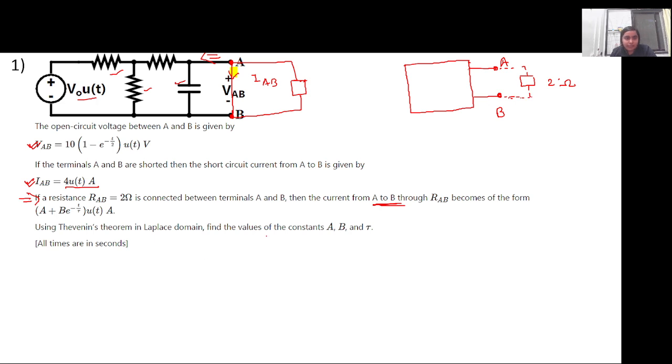So in the question it is given, using Thevenin's theorem in Laplace domain, find the values of A, B and tau, where A, B and tau represent the coefficients of the current waveform, right? Current which is given in terms of A plus B e to the power minus t by tau, u of t.